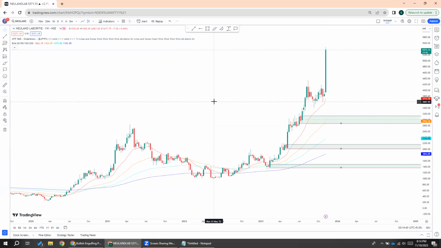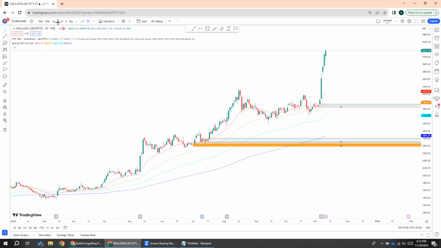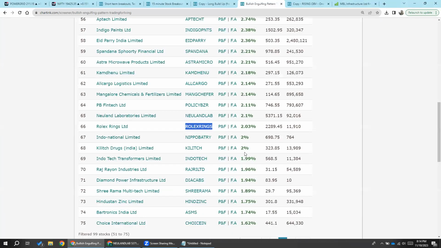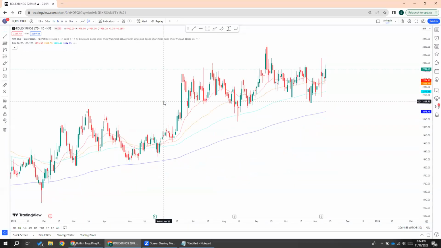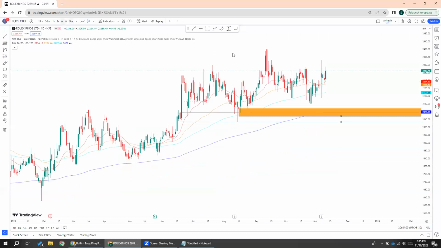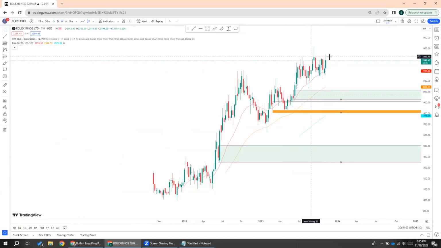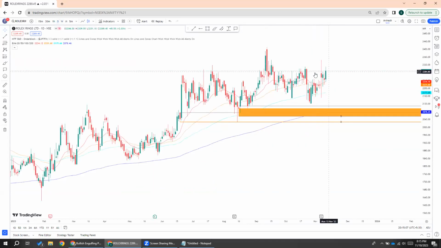Wow, it has given a fantastic move this week. Those who were able to capture this on Monday got more than 10% return within a week's time. Rolex Rings is going through a consolidation, it's good, but it's high and in a consolidation phase. On the daily, it passes our filter criteria and looks to have positive momentum. We'll wait.